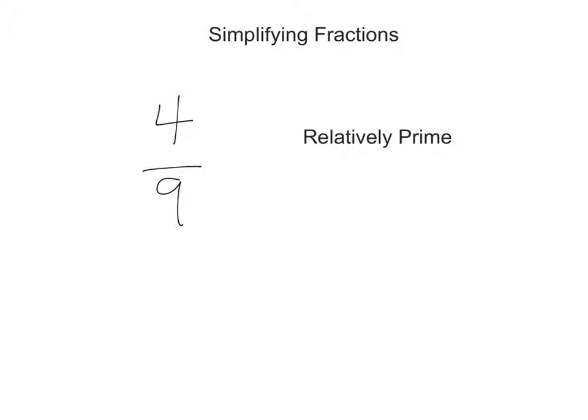Now you might say, but Mr. Huber, they share a factor of 1. Sure, everything shares a factor of 1, but that doesn't count because there's no simplification we can do. So in the case of 4 and 9, we call this relatively prime because 4 and 9 don't share any factors except for 1.